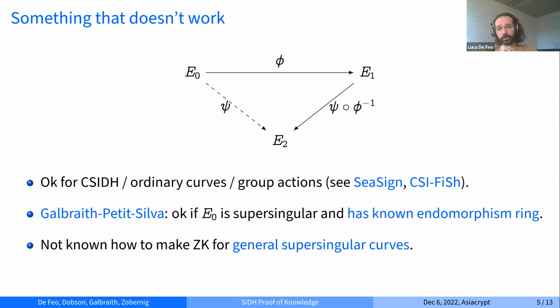Galbraith, Petit, and Silva showed that if you know the endomorphism ring of E0, then you can do this kind of protocol with a binary challenge, essentially drawing a commutative triangle. But again, knowing the endomorphism ring of E0 is not general. Plus, Galbraith, Petit, Silva is not the most efficient protocol on Earth. We're more interested in having something that works all the time and can run on a computer in reasonable time. And this is something that's not known. We don't know how to make this kind of commutative triangle in general for supersingular curves, except in ways that are trivial and that are not zero knowledge, which of course wouldn't be very useful.